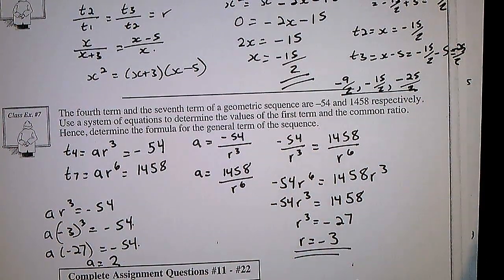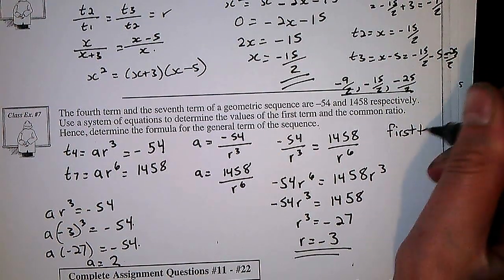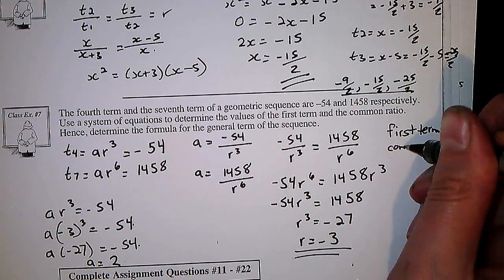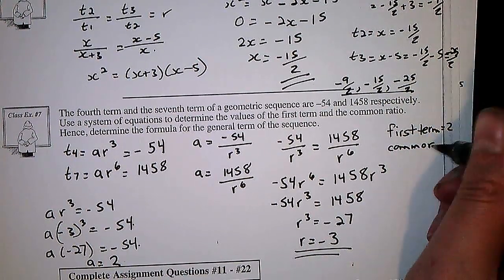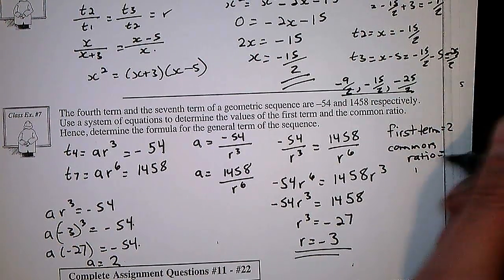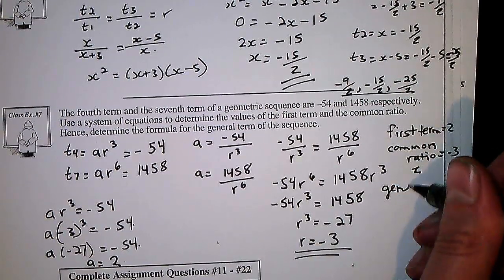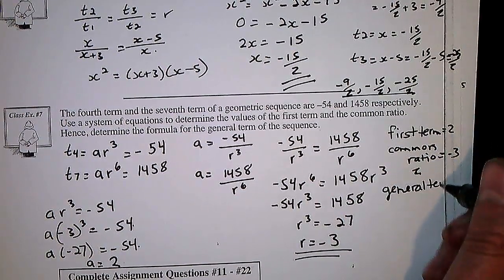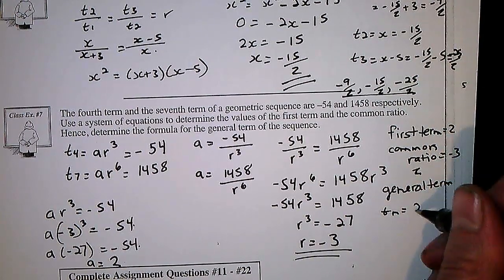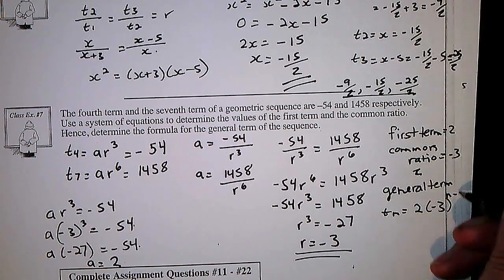So my first term is 2. My common ratio is -3, and my general term is t sub n equals 2 times -3 to the n minus 1.